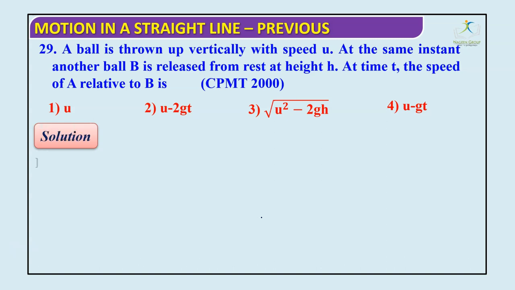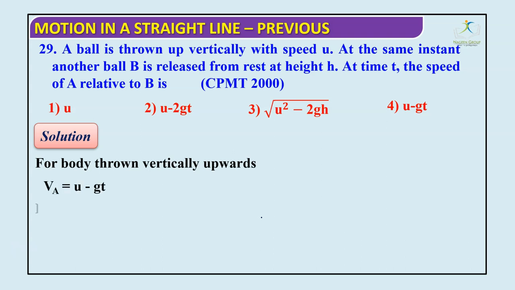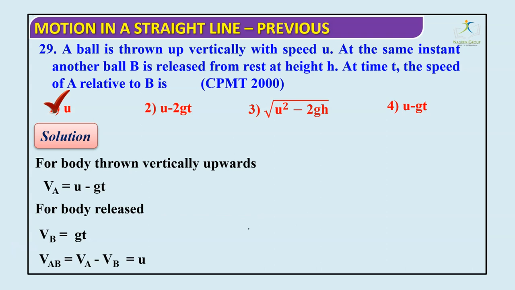Now we have the solution part. For a body thrown vertically upward, VA is equal to u minus gt. For the body released, VB is equal to gt. So VAB is equal to VA minus VB, which is equal to u. So this question came with very easy steps. And the final answer will be u. So the correct option for this question is option 1.